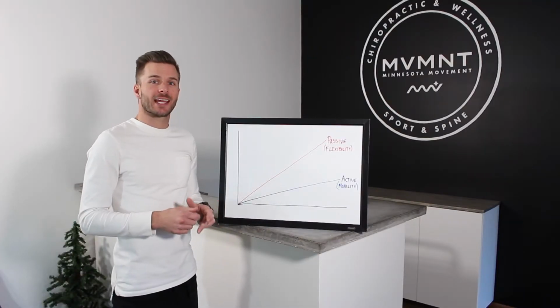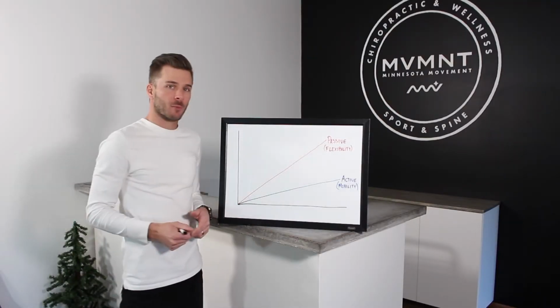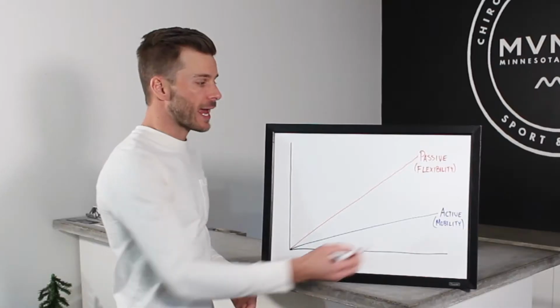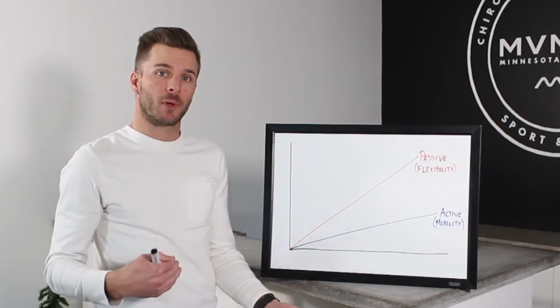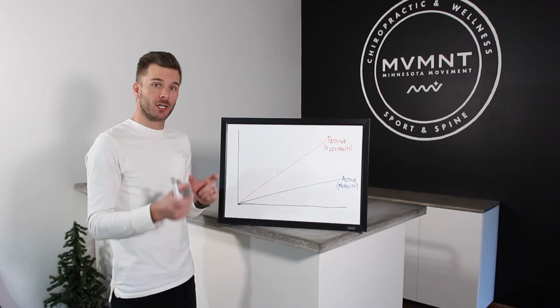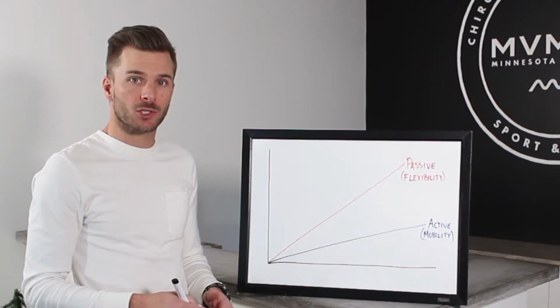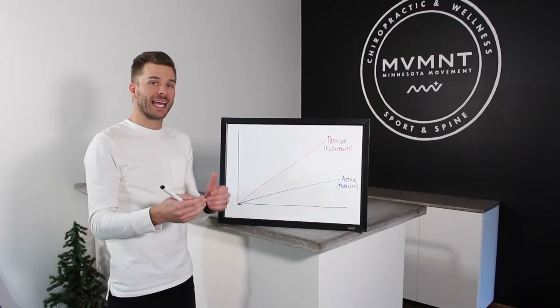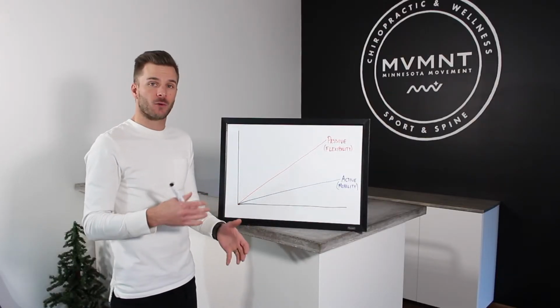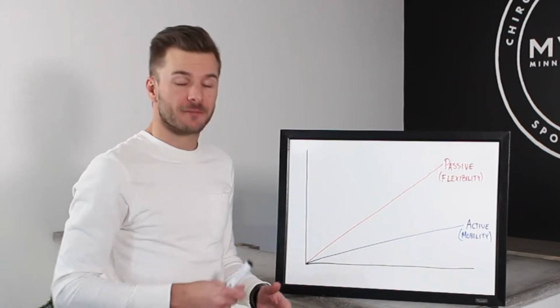So what I want to talk about today is the difference between passive range of motion, aka flexibility, and active range of motion, aka mobility. The key difference here is motor control of these ranges of motion. I don't care if you can get to 180 degrees of motion passively. If you can't actively trust yourself in that range, we might find issues.